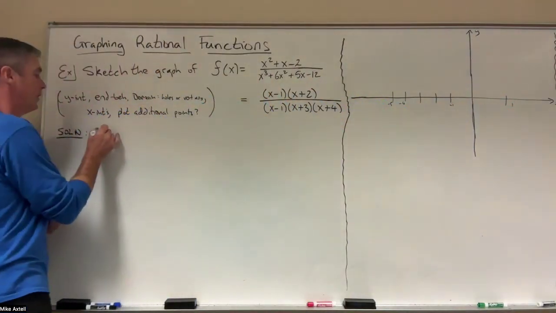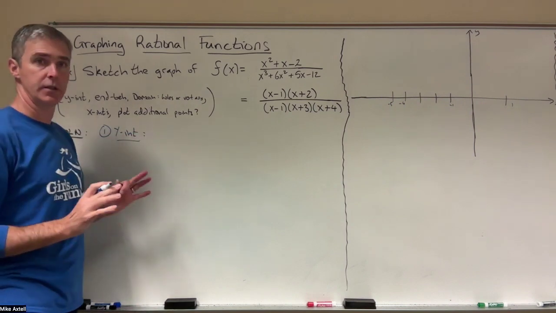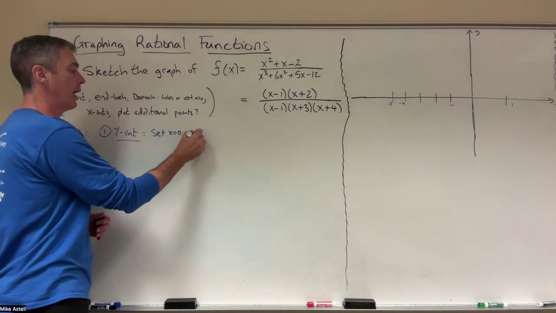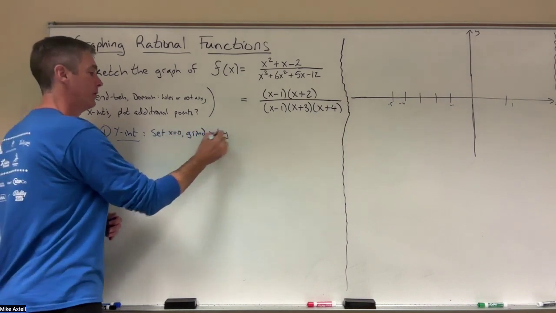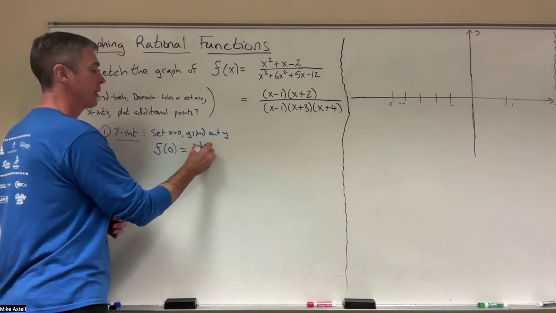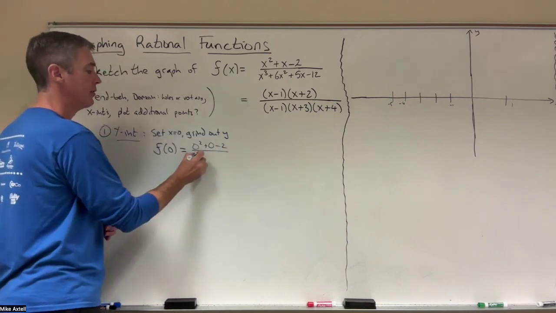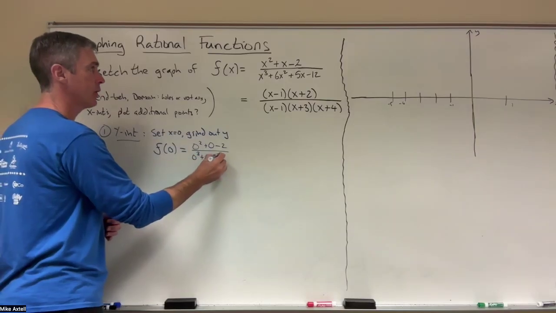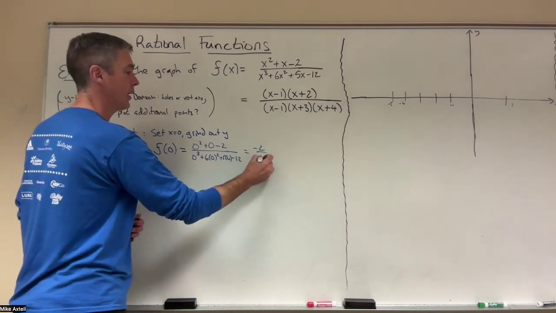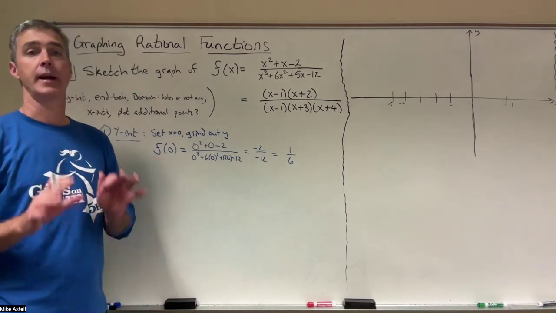So, 1, y-intercept. Nothing surprising here. Set x equal to 0. Grind out y. So I'm going to plug 0 into my function for x. So I get a 0 squared plus a 0 minus a 2 on top. I'm using this unfactored version. A 0 cubed, a 6 times 0 squared, a 5 times 0, and a negative 12. So it looks like I get negative 2 over negative 12, which is the same as positive 1/6. So that is my y-intercept.